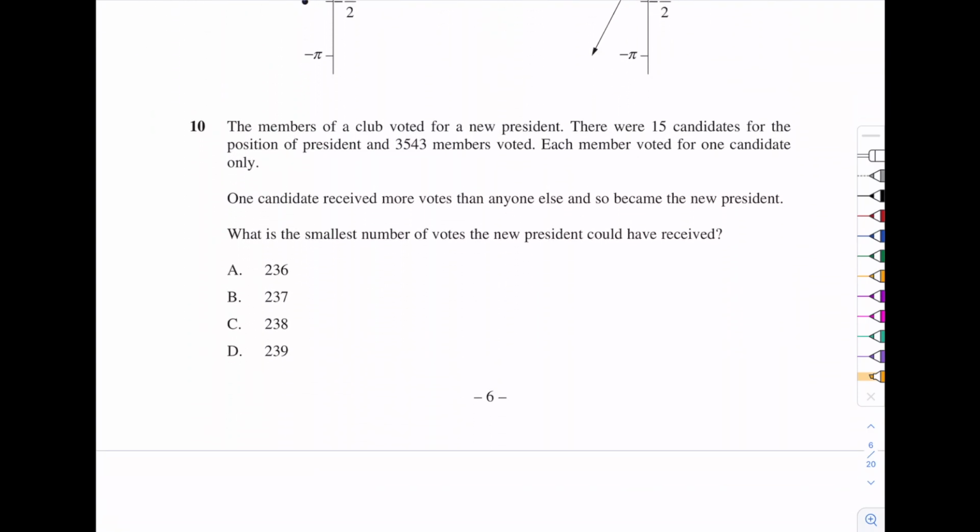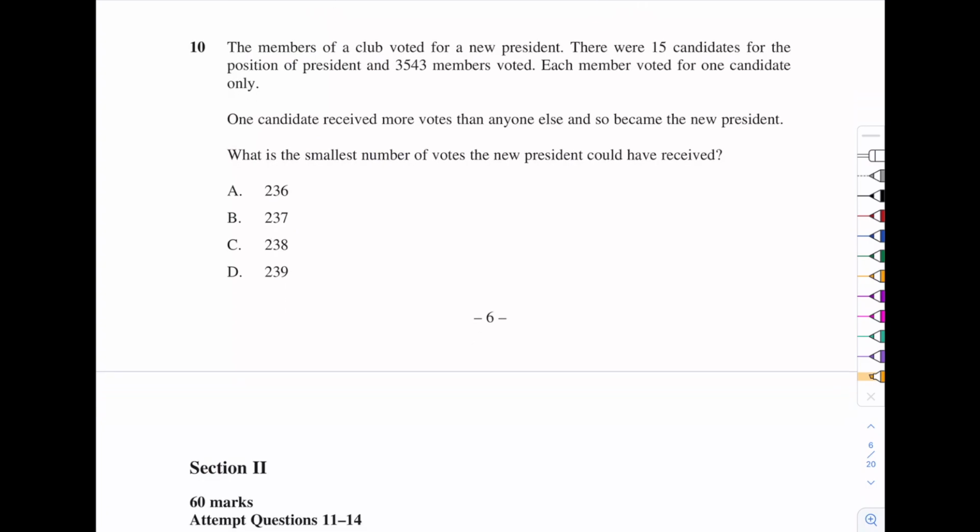All right, last one. The members of a club voted for a new president. There were 15 candidates for the position of president, and 3,543 members voted. Each member voted for one candidate only. One candidate received more votes than anyone else, and so became the new president. What is the smallest number of votes the new president could have received?